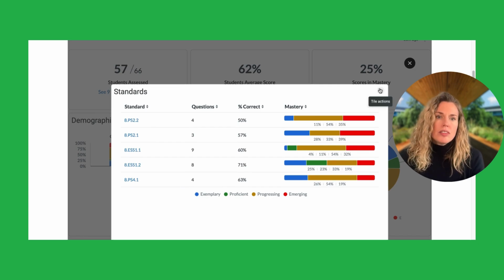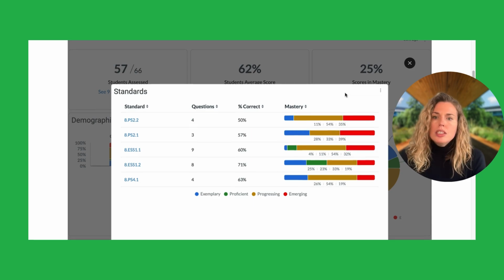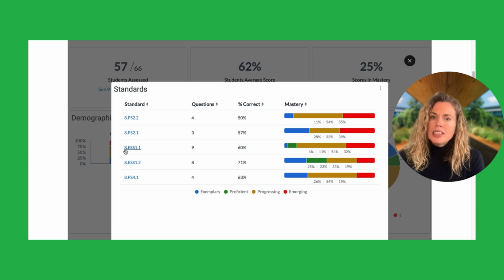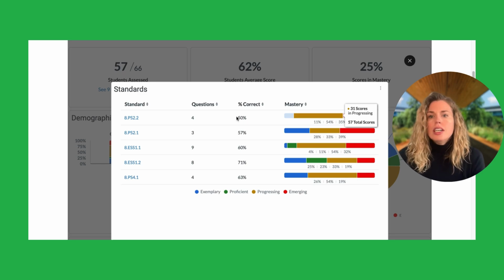And then in the little 3 dots that come up, you can click view and then expanded view, and that pops up this screen right here to make it larger. So if I look at my standards, I can see that I have assessed 5 standards here. What I want to do is take those standards and put them into my essential standard box, because remember, you're only assessed on essential standards. Then I'm going to use the data from that to fill in the number mastered, not mastered, the number assessed, and not assessed. So I can go ahead and plug in those numbers.